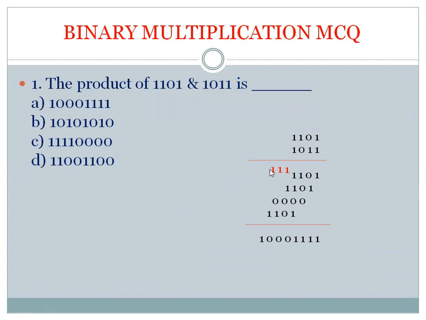While adding 1 plus 1, you get the value 10. So you are writing 0 in the result part and 1 in the carry part. Here there is no more bit to add the carry, therefore you are going to drop that carry. So you get the value 1. So this is the result of the product of 1101 and 1011. Therefore, option A is correct.